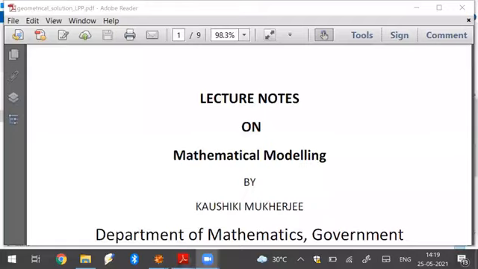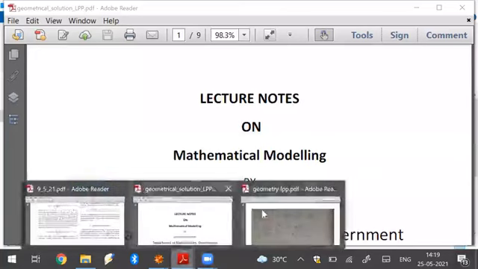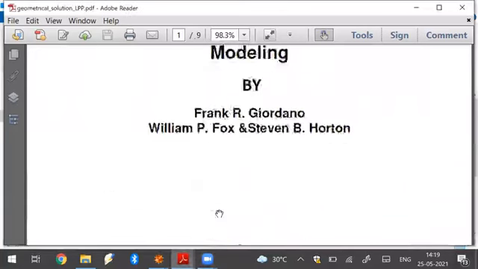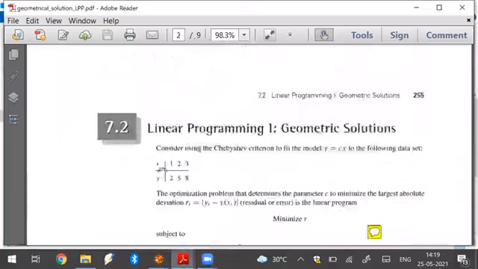Let us start today with the geometrical analysis for the solution of an LPP. Suppose this is the data which is given to us, x and corresponding y points. What is our main work here? We will consider here the Chebyshev criteria to fit the model y equals cx to the following data set.